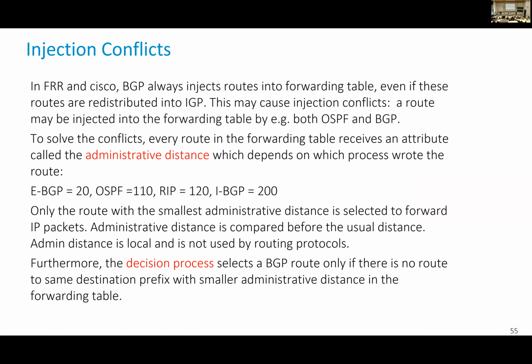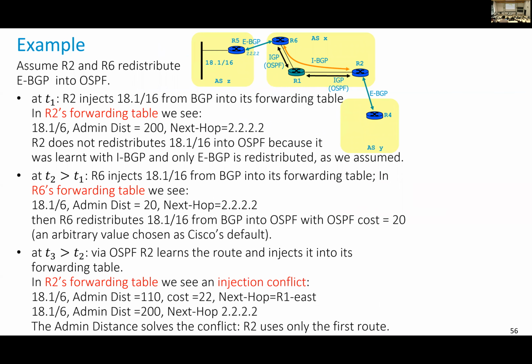When we do injection, we can have what is called an injection conflict. Let me illustrate this on an example. Same example as here, and we focus on R2. R2 learns about this external route from BGP, BGP running between two routers in the same domain. So R2 learns about this route and injects it into its routing table. Now assume that we do redistribution of eBGP into OSPF.